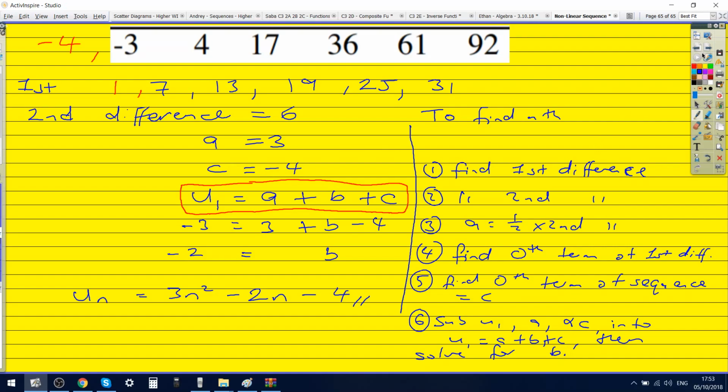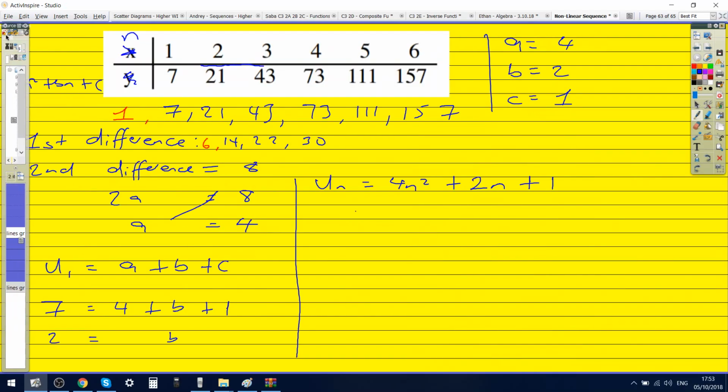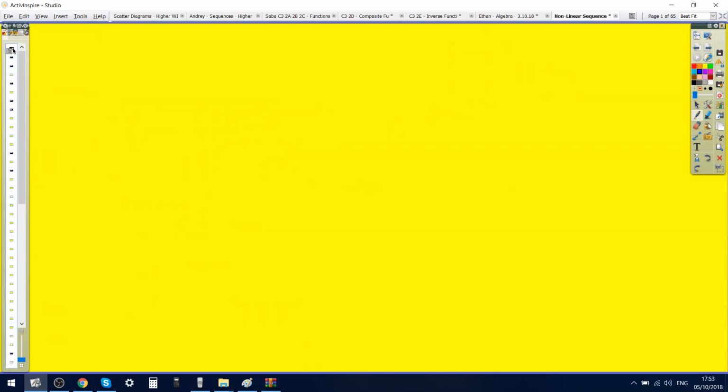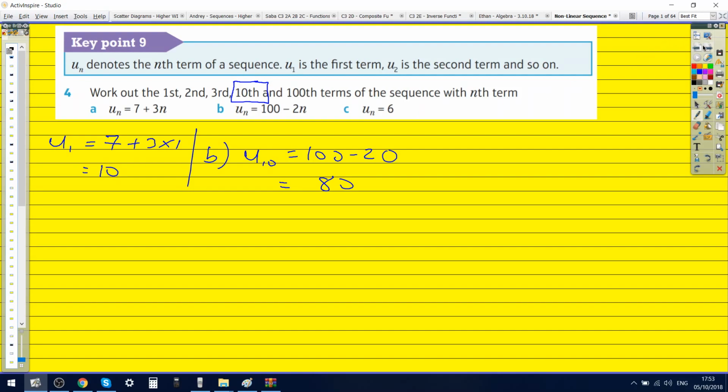No. Okay, so that's as hard as sequences gets. It didn't used to be taught at GCSE, and then if you go way back, it was taught at GCSE.